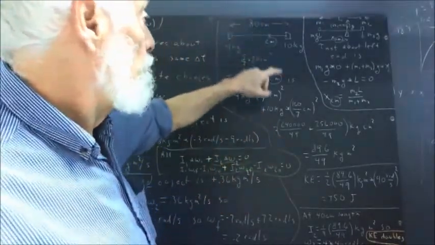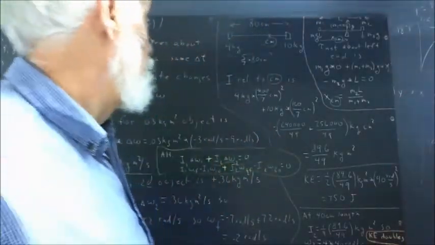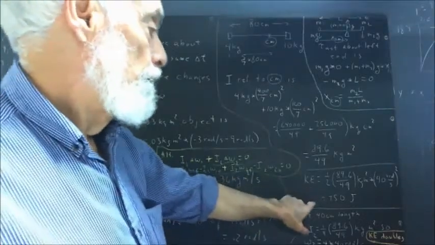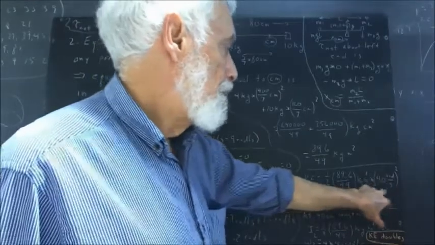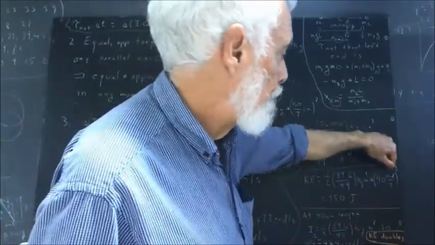Okay, so what we want to do is we first want to calculate the kinetic energy of the system, and that's a straightforward calculation: 1/2 the moment of inertia times the square of the angular velocity, which is given to be 40 radians per second, and we get about 750 joules.